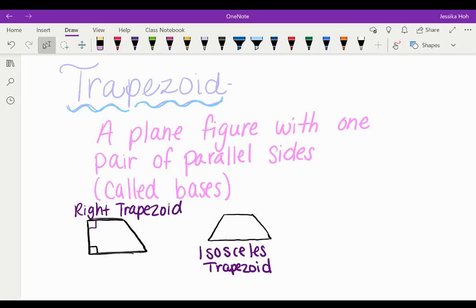A trapezoid is a plane figure with one pair of parallel sides called bases. So our parallel sides are lines that never meet and they run across from each other. Our first one is a right trapezoid because it has a right 90-degree angle, which is here. And our second trapezoid is an isosceles trapezoid.